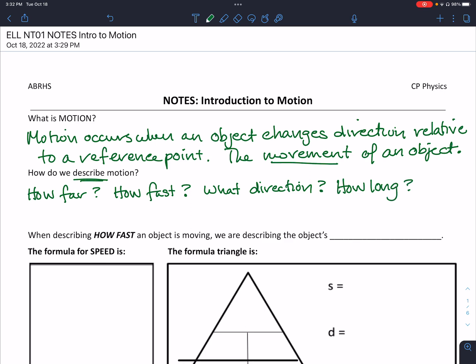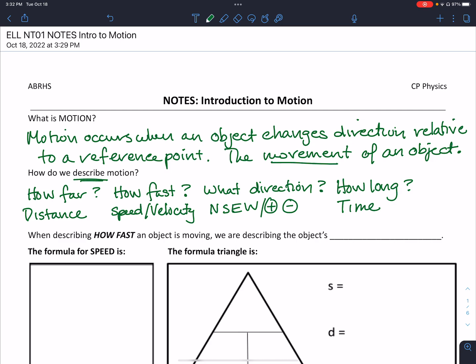All right. And each of these basically is a variable that we deal with when we talk about motion. How far tends to be distance. How fast? We can use speed here, or we use velocity. What direction? We're either going to use actual directions like north, south, east, west, or we could use a positive sign to indicate up and a negative sign to indicate down. And then finally, how long? This is time. How long is the object in motion? All four of these pop up in all of our calculations.